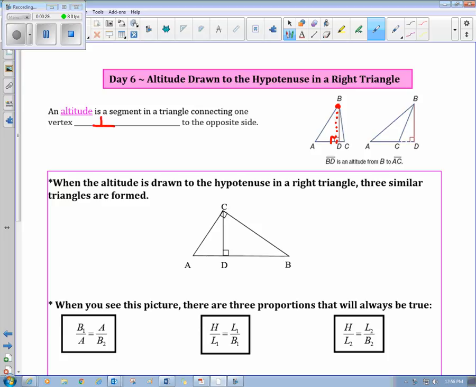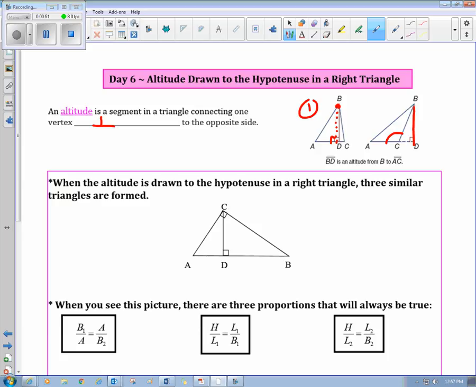So in this first picture here, BD is an altitude. Notice it falls inside of the triangle. If by chance you happen to have a triangle that has an obtuse angle, the altitude will fall on the outside of it. So as far as the definition of an altitude, it has to be drawn from one vertex to the opposite side, hitting at a perpendicular.